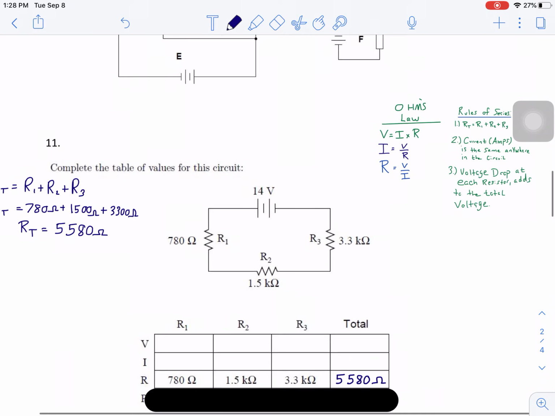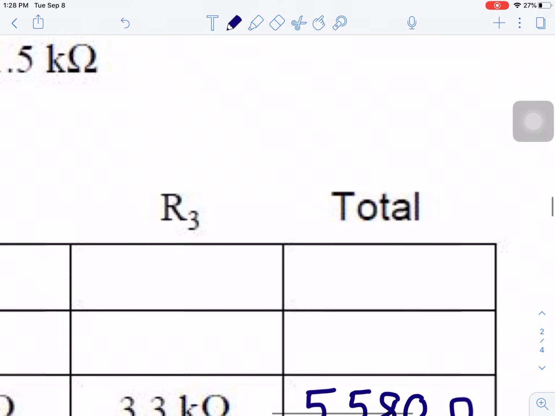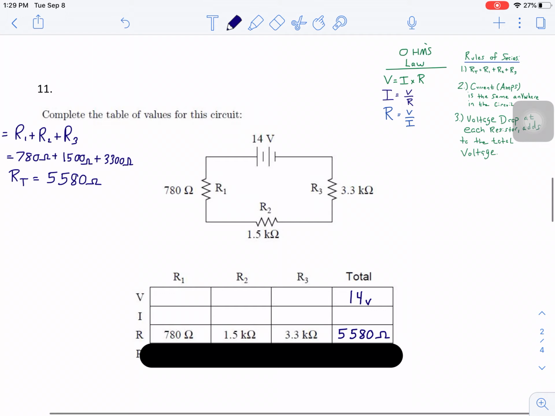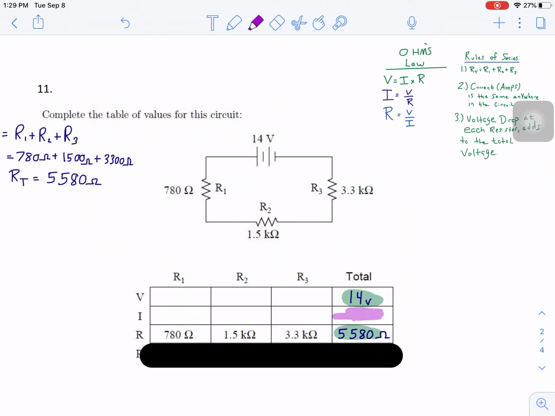But you know what? Guess what? We do know the total voltage. It's listed here on our diagram. It just wasn't placed in the chart. So I'm going to go ahead and type in 14 volts total. Okay. Now I can see I have two of the three variables needed to solve for the missing third, which in this case is current.